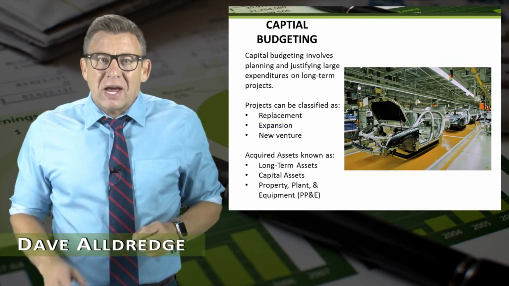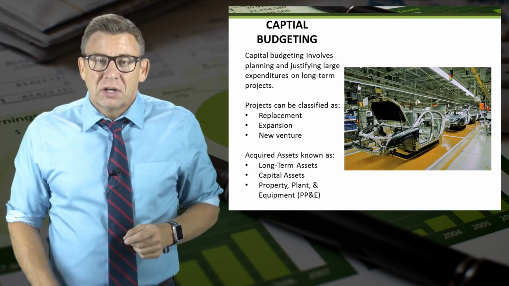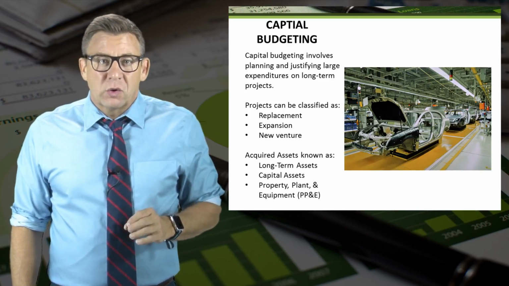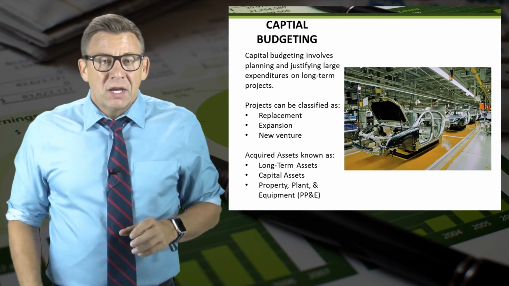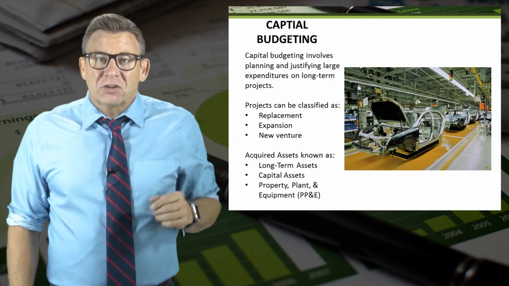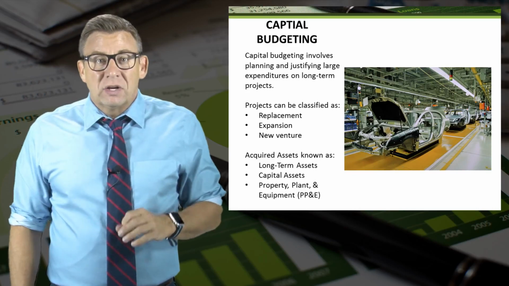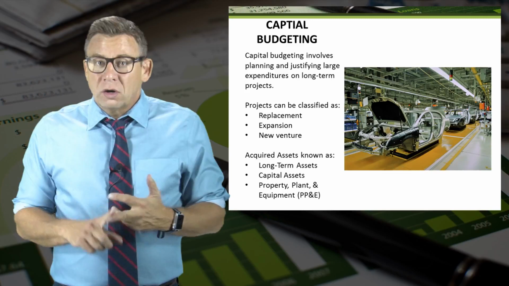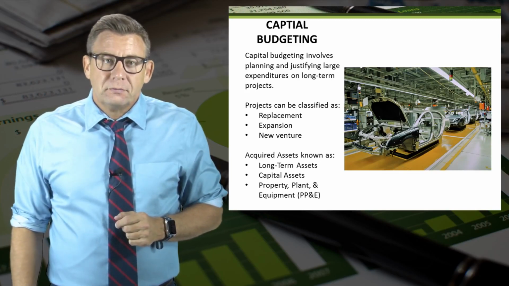Capital budgeting is the process companies undertake to plan, justify, and purchase long-term capital projects. Usually these projects require large sums of money. This picture is an example of items that would require capital budgeting to acquire. You can see the factory and some machinery, etc. These assets are commonly known as long-term plant assets or capital assets, or property, plant, and equipment, PP&E for short.